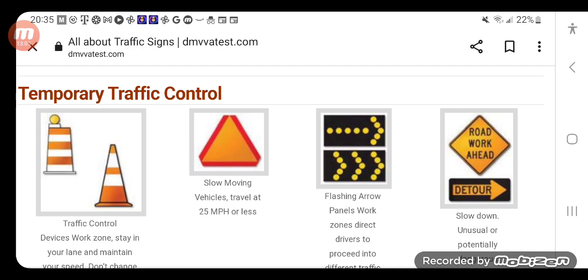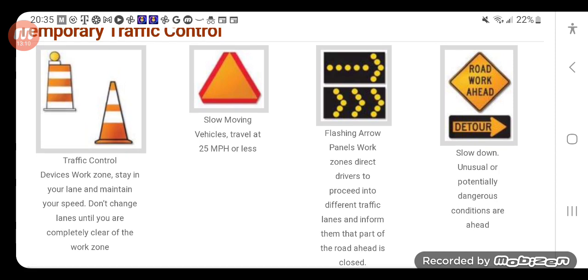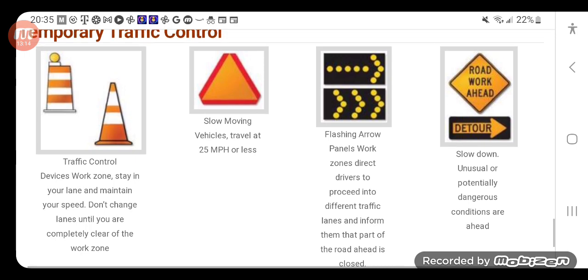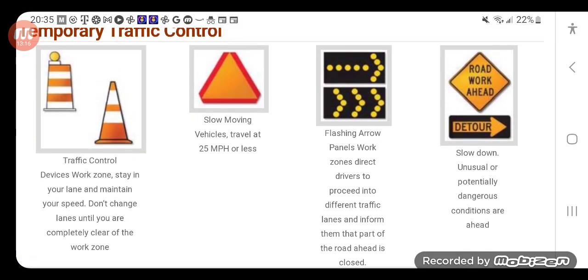Okay, when you see this orange triangle, that means that you cannot travel more than 25 miles an hour going through a work zone. When you see flashing arrows like this on panels, it usually means that there's going to be a shoulder closed, a lane closed, and that you have to make preparations to move over either to the right or to the left, and be prepared to shift lanes.